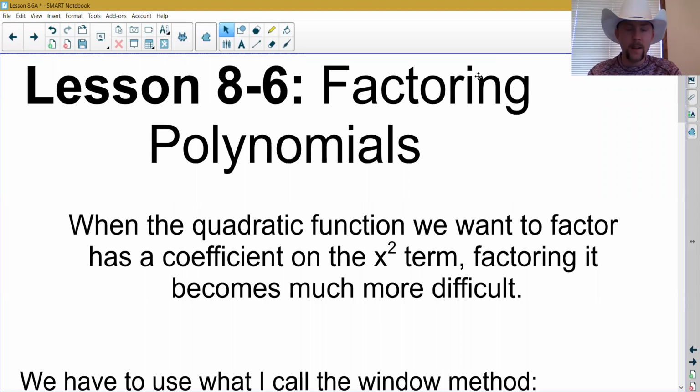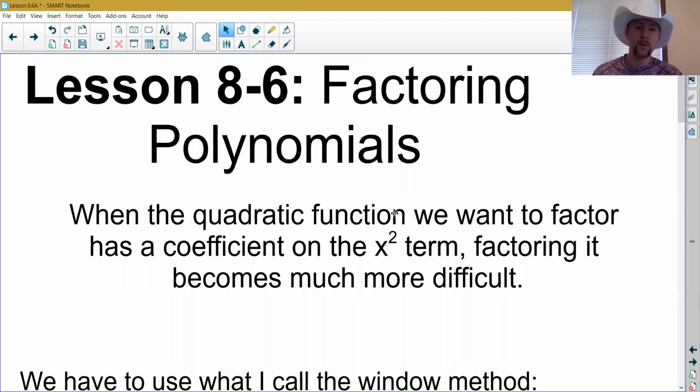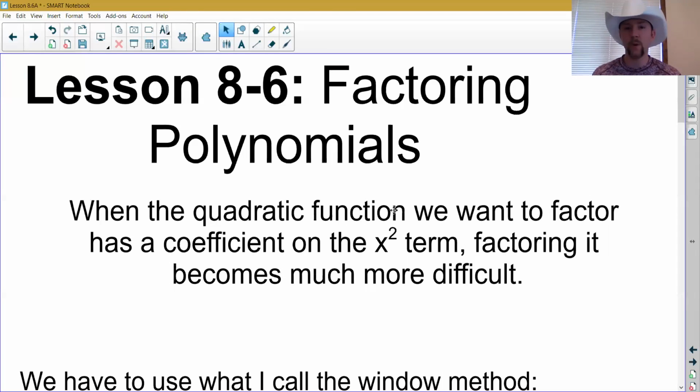Hello students, and welcome to your first video on lesson 8.6, where we are going to be factoring just like we were in 8-5, but we're going to be factoring polynomials, specifically quadratic trinomials that have a value in front of the x squared term, which we call a coefficient. It's important to know that when the quadratic function that we want to factor has a coefficient in front of the x squared term, factoring it becomes much more difficult.